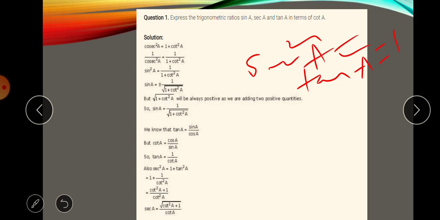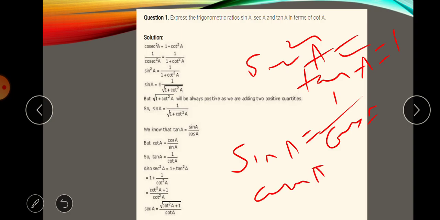First let me see sin A. What is the relation between sin A and cot A? As we know, sin A is 1 by cosecant A, and we have the relation cosecant square A minus cot square A is equal to 1. Based on this, we should see the identities we can apply, or we can also apply the ratios and reciprocals, and sometimes the complementary angles also. So here we are going to apply identities, ratios and their reciprocals.